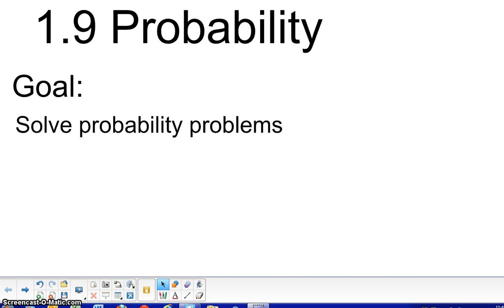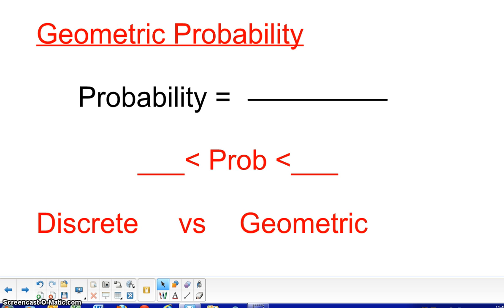Hi, this is Mrs. Slater, and today we're going to talk about probability and how to solve different types of problems. So let's first talk about the definition of probability, which is total winners over total possibilities.